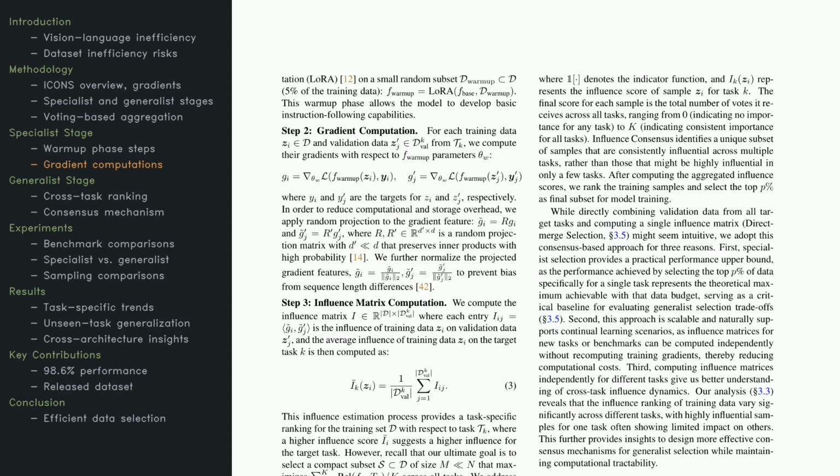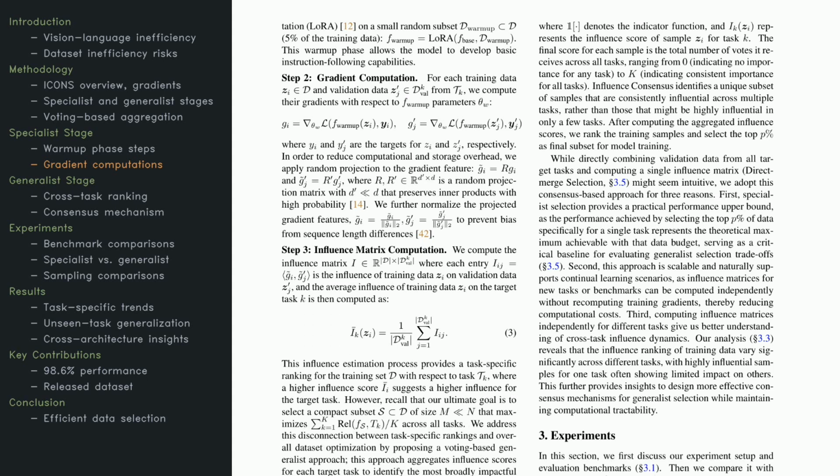Because it's a consensus-based selection, samples that are useful for many tasks win out over those that help only one or two tasks. Finally, the authors highlight that this process can scale to large datasets and adapt to new tasks without redoing all the gradient computations from scratch. That makes it practical for ongoing learning scenarios.